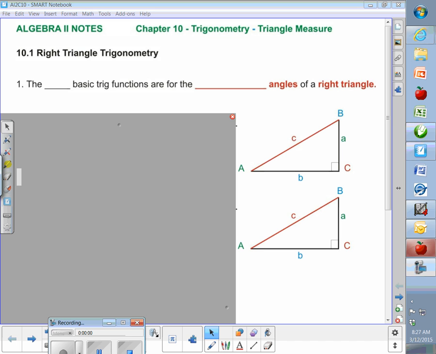Go ahead and get rolling here. Again, this is Chapter 10, Trigonometry. So this topic is really something that you would have had last year in geometry. Would you go as far as we're going to go in this class? No. But you would have been introduced to trigonometry.